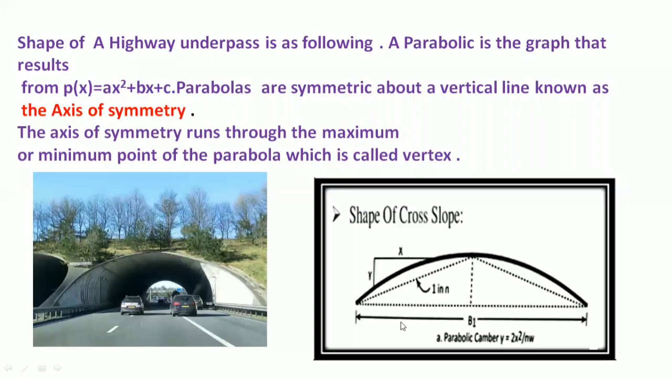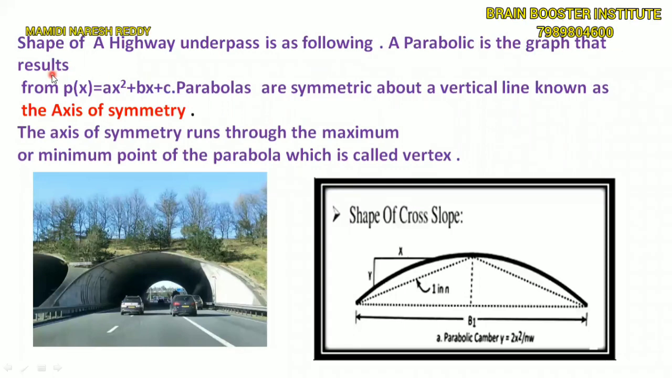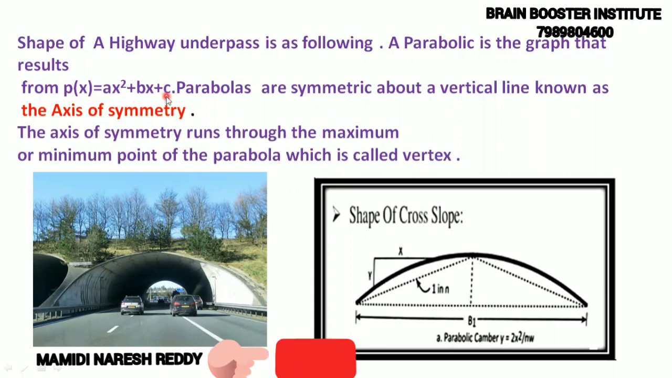A parabola is the graph that results from P of x is equal to ax square plus bx plus c. Parabolas are symmetric about a vertical line known as the axis of symmetry. The axis of symmetry runs through the maximum or minimum point of the parabola, which is called the vertex. This is the information that will be given in the question, my dear friends. If you go through it again, the shape of the highway underpass is the following. So this is the shape of the highway underpass.